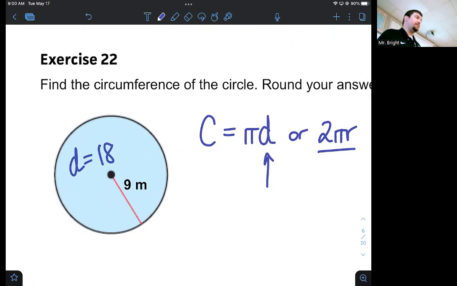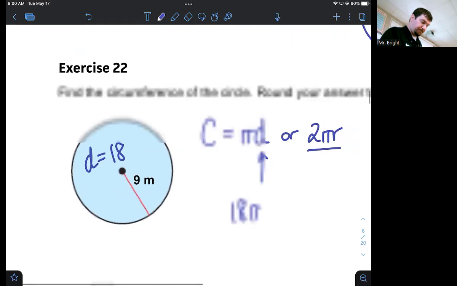18, okay. And Alexis, can you do 18 times pi? By the way, that's all the work you need to show. I mean, if you want to write down the formula, you can, but you do need to show me what you're multiplying. What is 18 times pi?